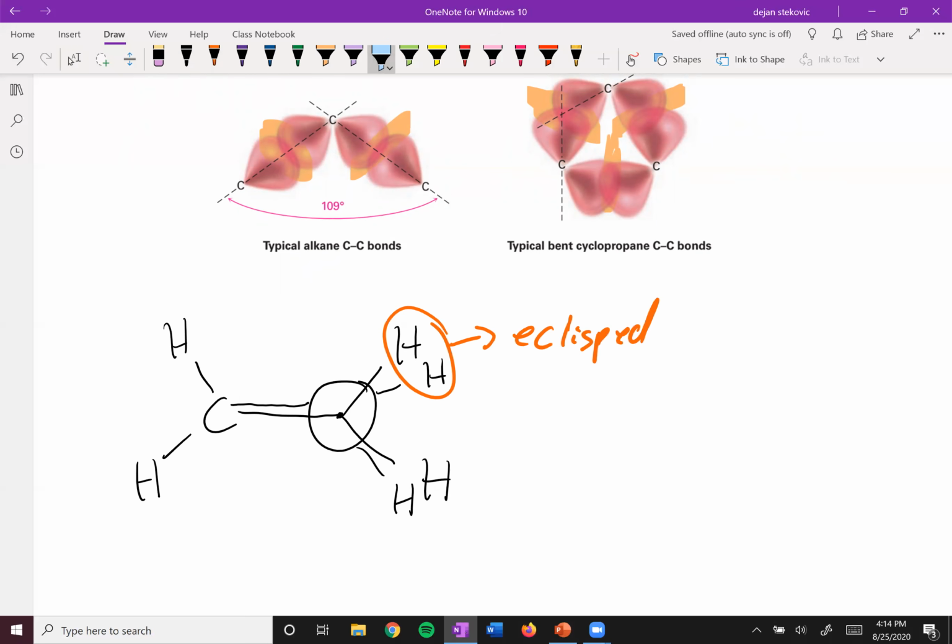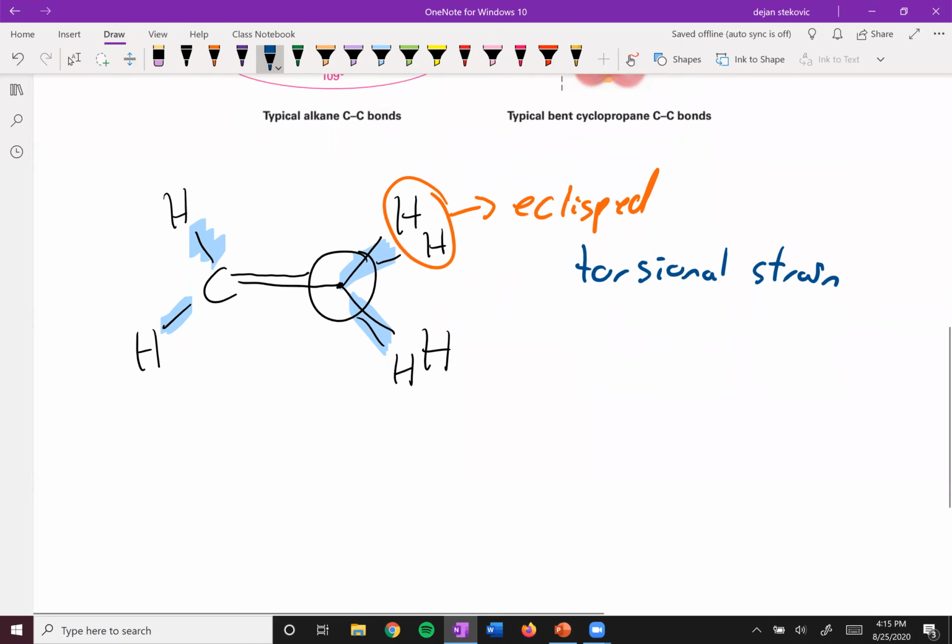And so what we have here is a lot of torsional strain. Not just between those hydrogens, but also in between the hydrogens back here, and then the hydrogens in this carbon as well. Remember, this is torsional strain because hydrogen is small, so technically there's no steric strain. If we replace these with some methyls, then we would have some steric strain.